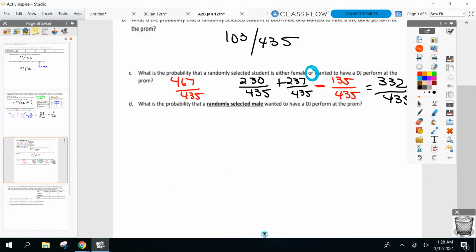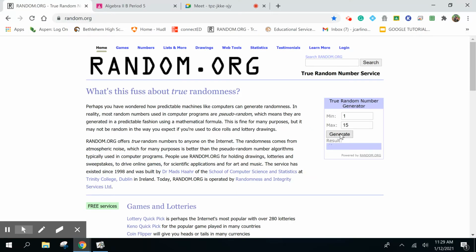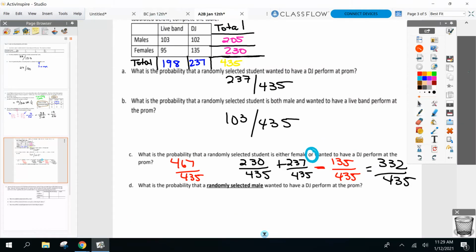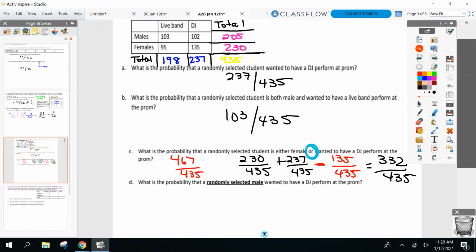Have you noticed in parts A, B, and C, I've asked, what's the probability you select a random student? Now I just want to know a selected male. Now we're just going by the males that want a DJ at prom. Just from the males, how many want a DJ at prom? Caroline, how many males want a DJ at prom? 102 out of 205. 102.